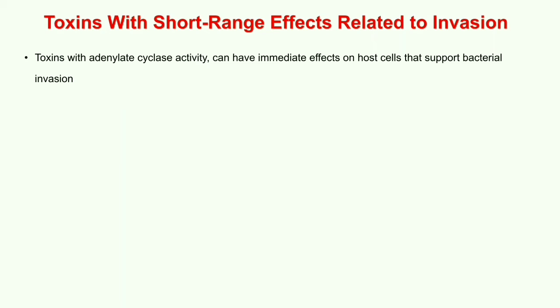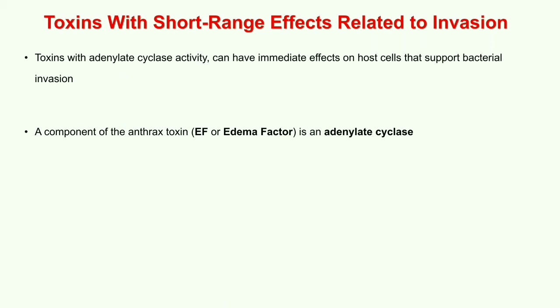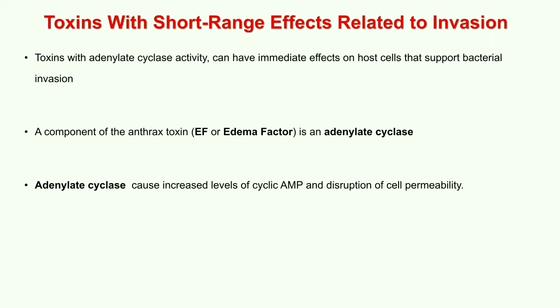Toxins with short range effects related to invasion. Some toxins are known to have adenylate cyclase activity and can have immediate effect on host cells that support bacterial invasion. A component of anthrax toxin known as the edema factor is the adenylate cyclase. Adenylate cyclase causes an increased level of cyclic AMP and disrupts the osmolarity, thus rendering the cell permeability and increases water retention, that is edema. Toxin of Bordetella pertussis, which is the agent of whooping cough, has a similar effect.